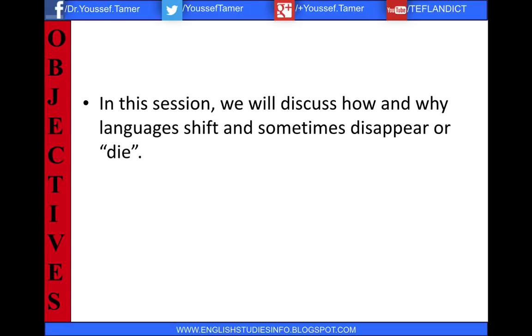In this session we will discuss how and why languages shift. We're going to see the reasons why we can have this phenomenon of shifting from using one language to adopting, speaking and using another language. We will look at those variables, those reasons, and also discuss how and why sometimes languages disappear or die. So there's this issue of languages that disappear or die.